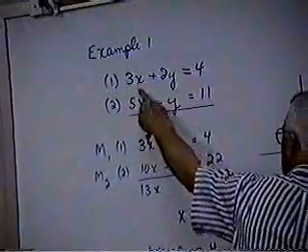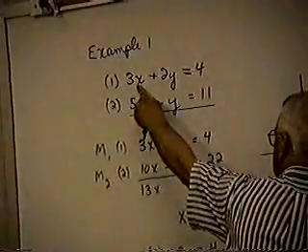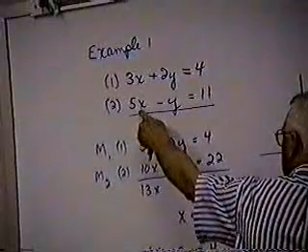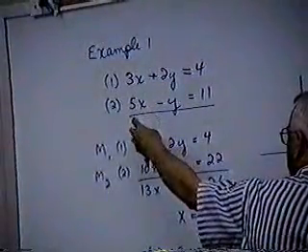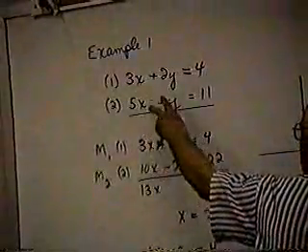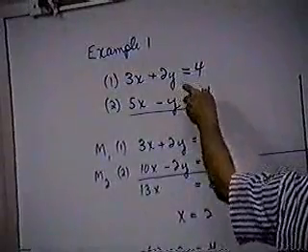For instance, I could multiply this top one by 5, and I'd have a 15 here, and then I'll multiply the bottom one by minus 3, and I'd have a minus 15. When I add them, I would not have an x anymore. So you pick out anything you want that will make one of the letters disappear.